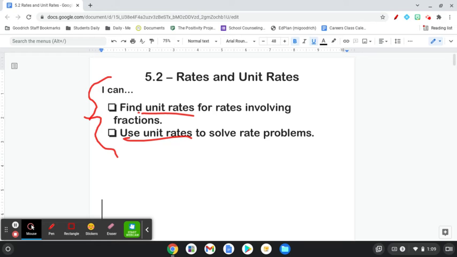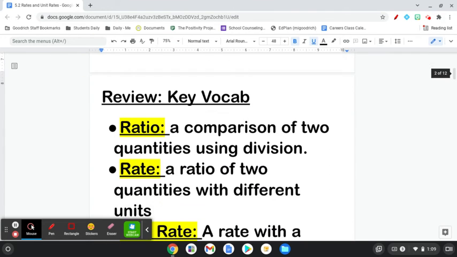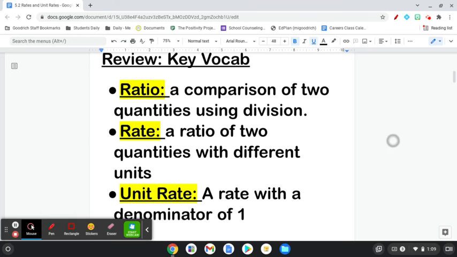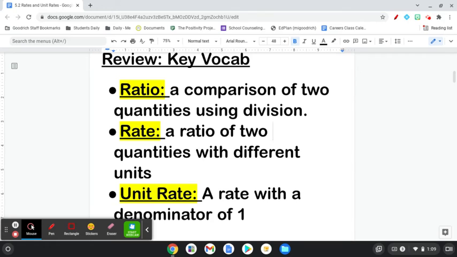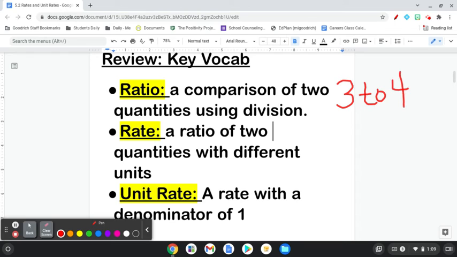But before we start finding unit rates, we need to know what that means. So here's some key vocab that you learned in 6th grade, but we're going to review now. So you should be writing this key vocabulary down. A ratio is what you learned yesterday, and that, remember, is when you're comparing two quantities, okay? And you use division to find that ratio value. So again, if I had the ratio of 3 to 4, I would do 3 divided by 4 to get a ratio value of 0.75. So again, this is what we did in lesson 5.1.